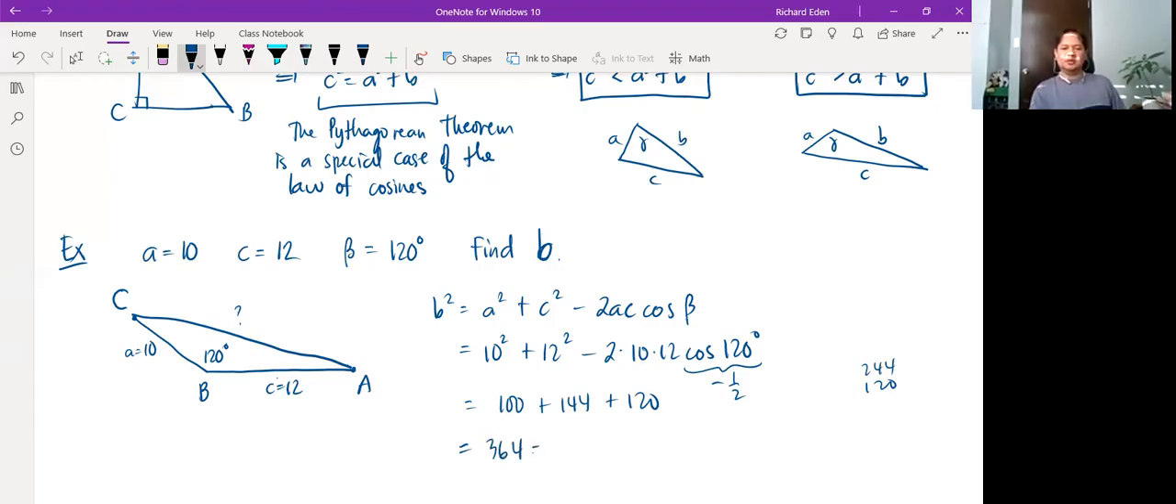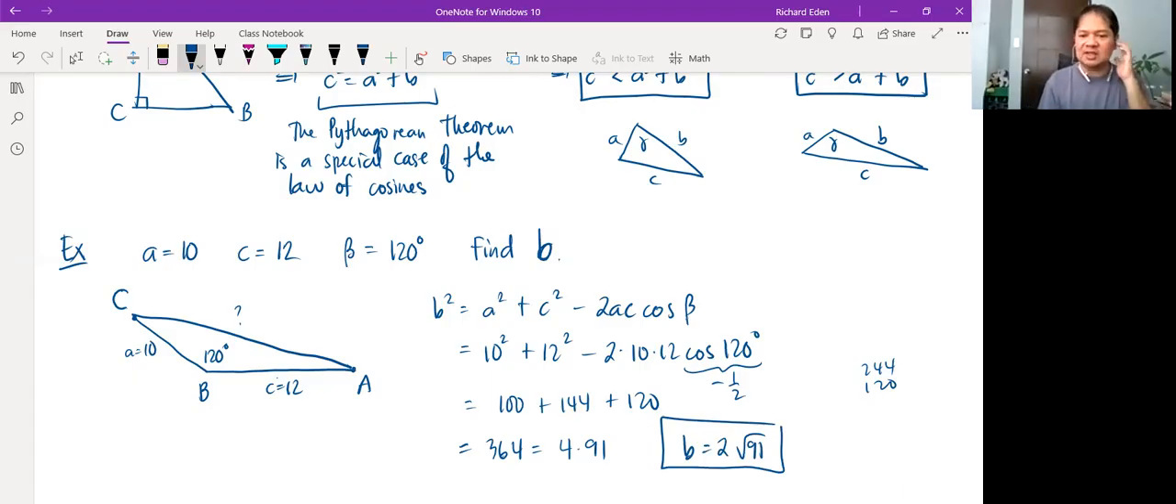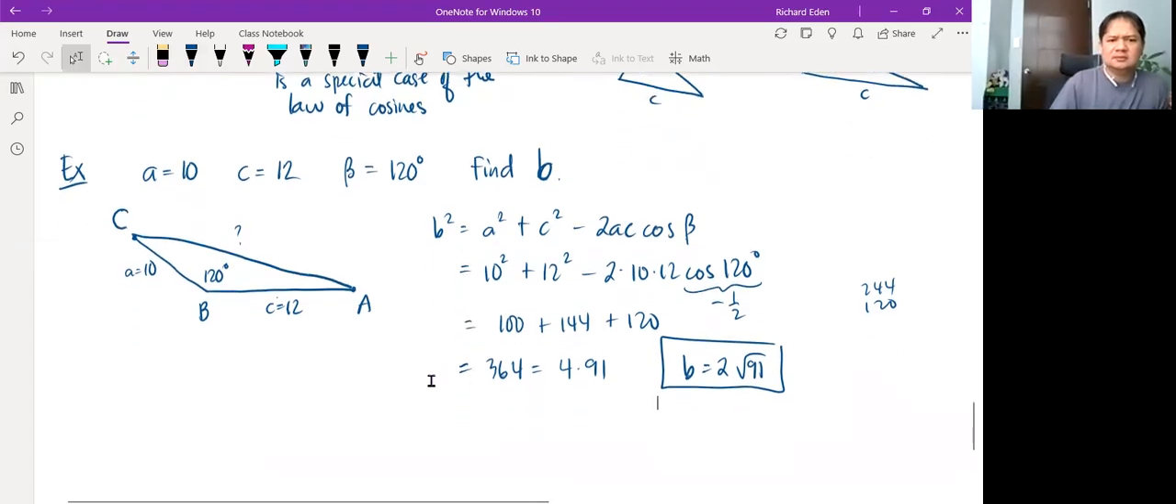Yeah, divisible by 4, no? 4 times 91. 91 doesn't have a square factor. So that means b is equal to 2 times the square root of 91 exactly. So that's what that is. B is 2 square root of 91. 91, is 91 prime po? Parang 91 yata is prime. No, it's divisible by 7. Oh, okay. 91 is 7 times 13, but there's no perfect square factor in 91.